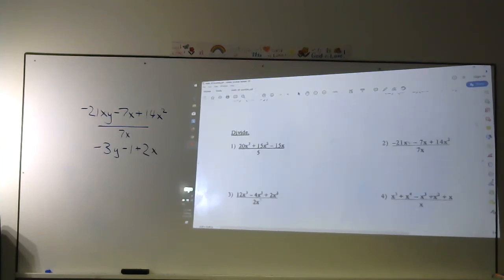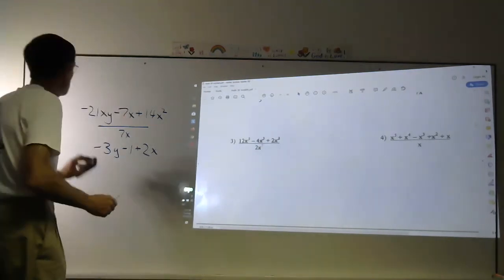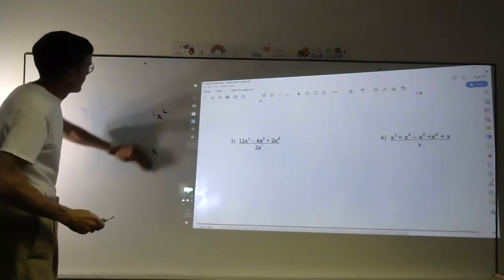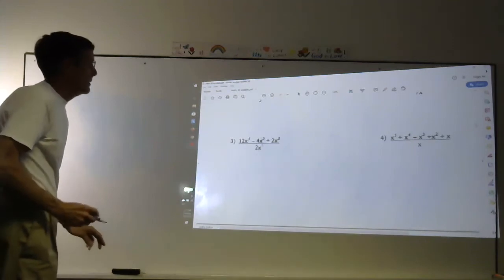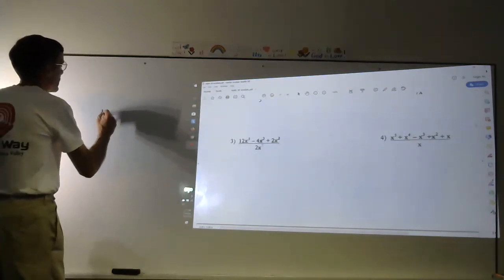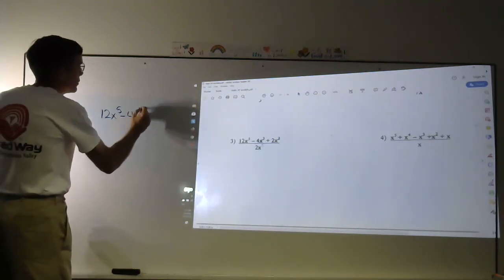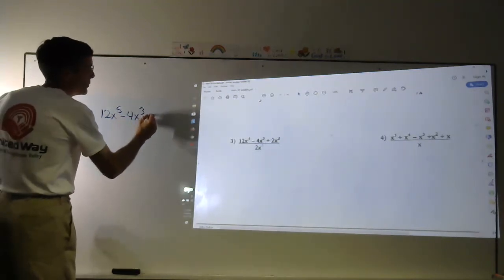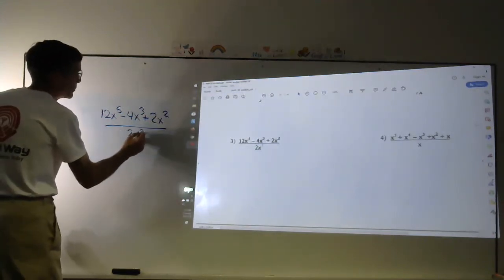More division. I guess we just have 2 more. Pretty easy day. All right. So here I have 12x to the 5th minus 4x cubed plus 2x squared all over 2x cubed.